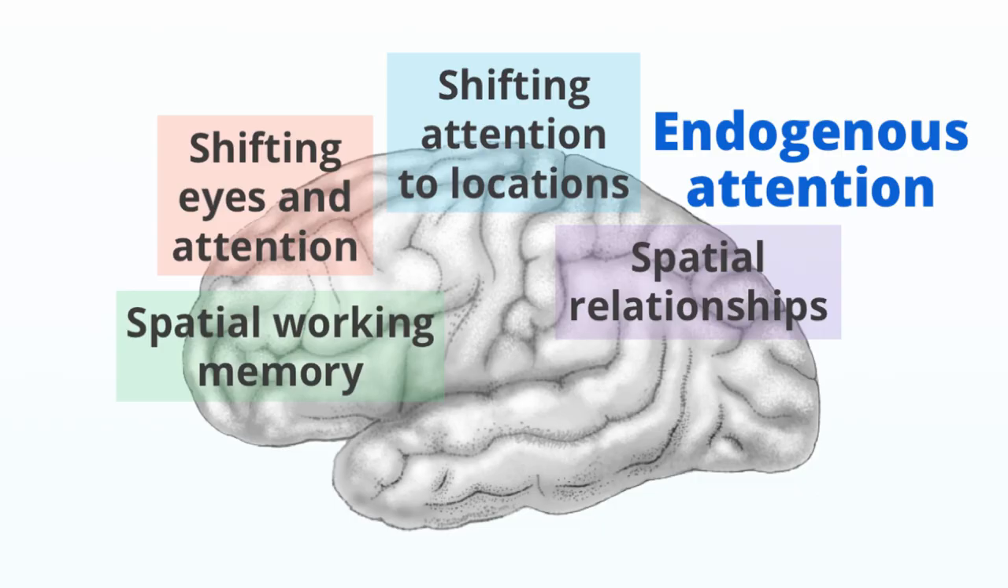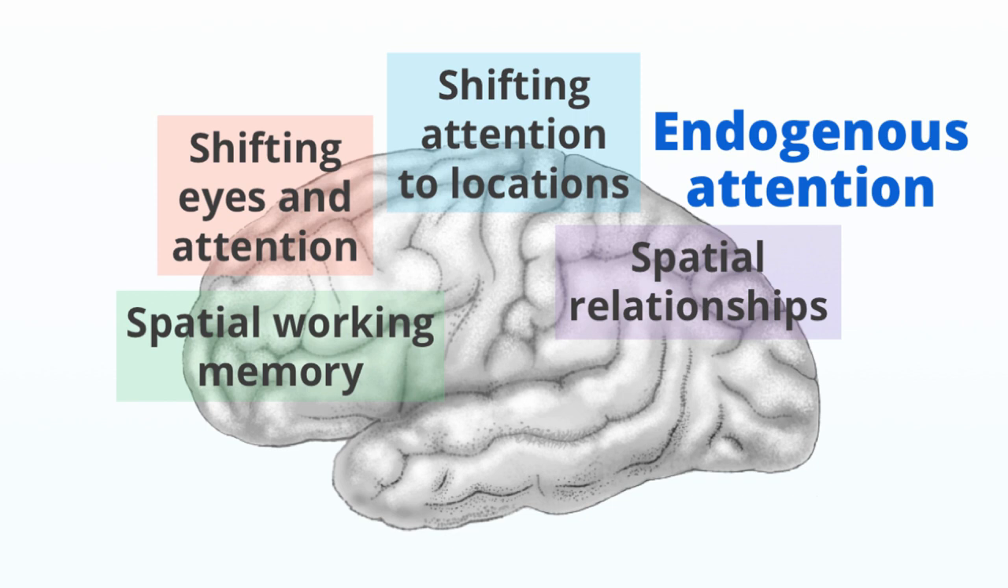The kind of attention where we choose what to see or hear is referred to as endogenous or voluntary attention. This kind of attention involves goal-directed control of a network of brain areas that are involved in tasks such as controlling eye movements, maintaining information in spatial working memory, and shifting attention between locations.